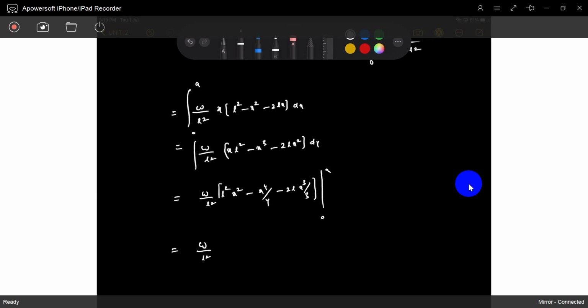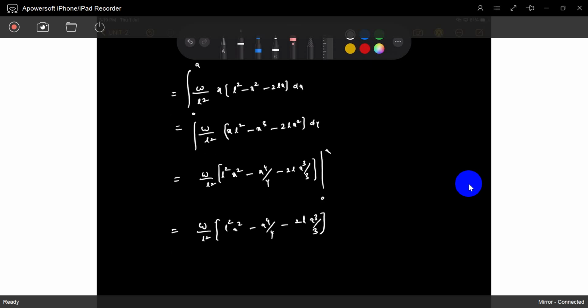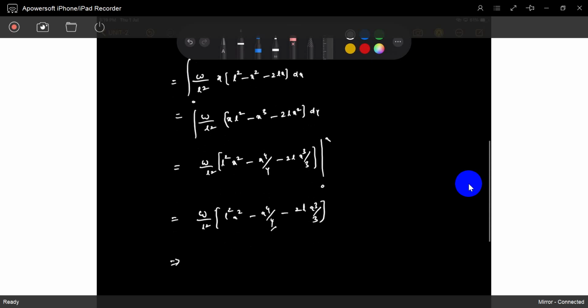W by L square is outside. So L square A square, A power 4 by 4, understood? A power 4 by 4 minus 2L A cube by 3. That's it. So if I rewrite it, this is 4 terms, this is 3 terms. So I will write it like this, with L square outside.